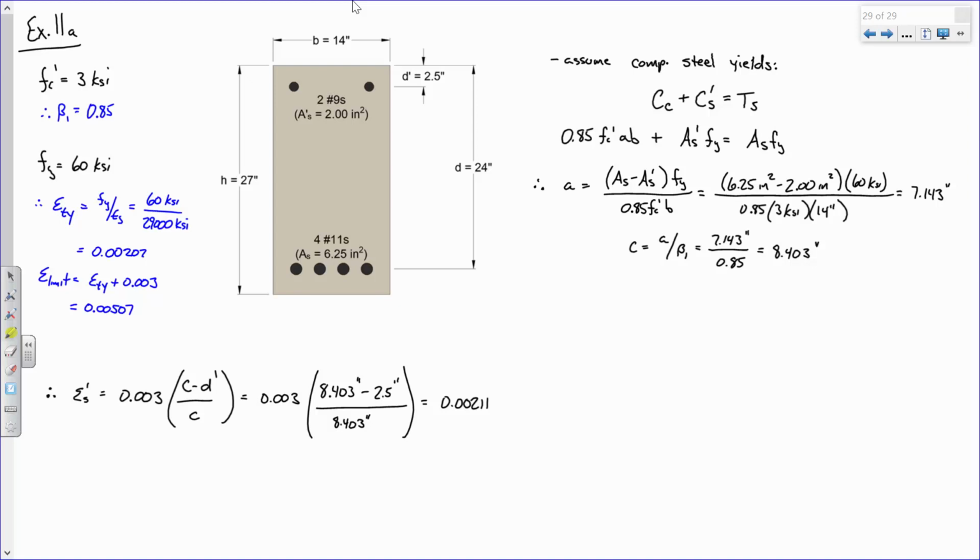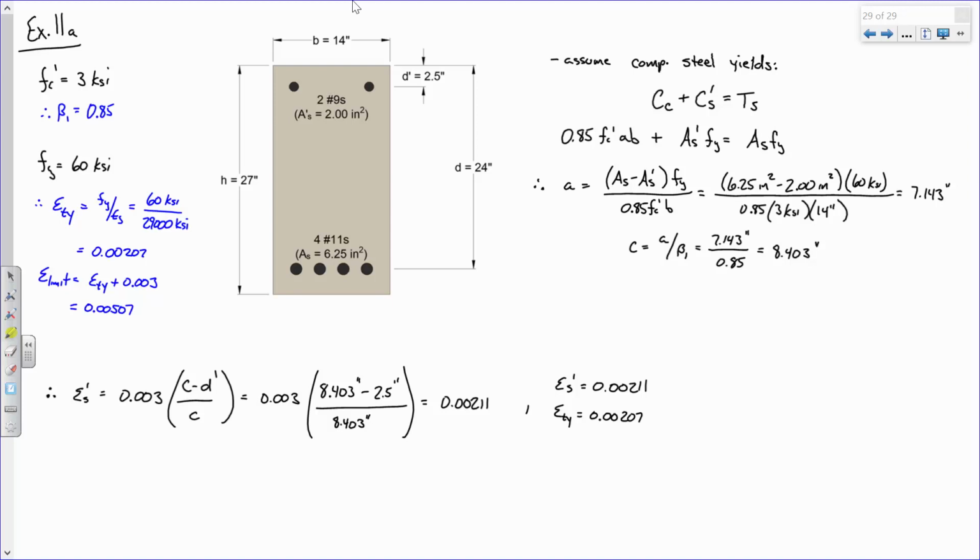Let's ask it another way. We assumed that the compression steel yielded. Did the compression steel yield? What is the strain required to yield the compression steel? 0.002. So what you can say then is this is 0.00211. The strain at yield is 0.00207. Did it yield?